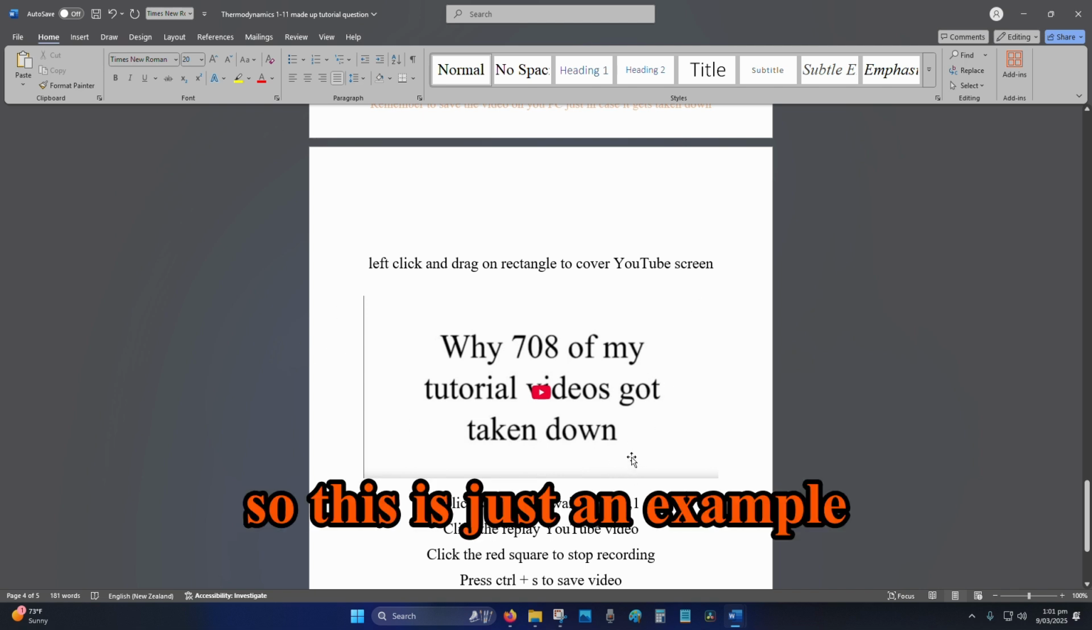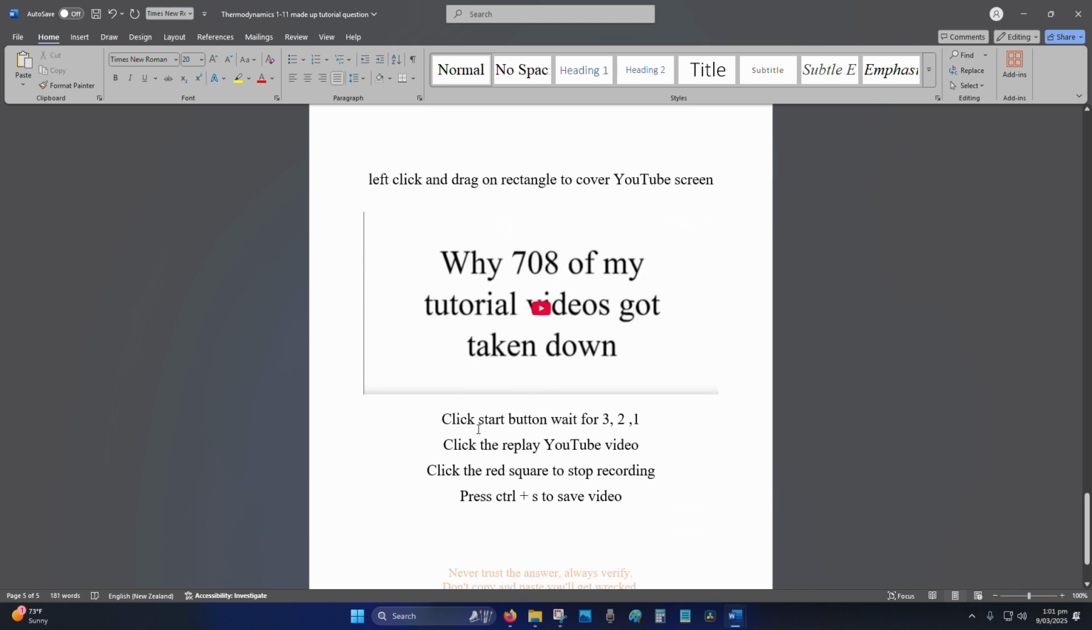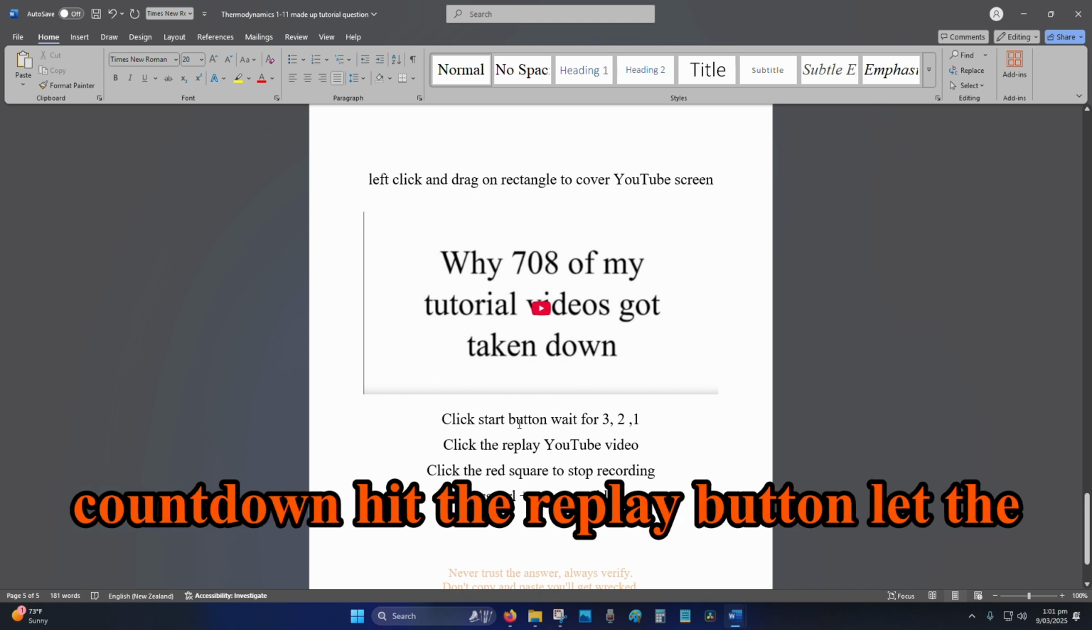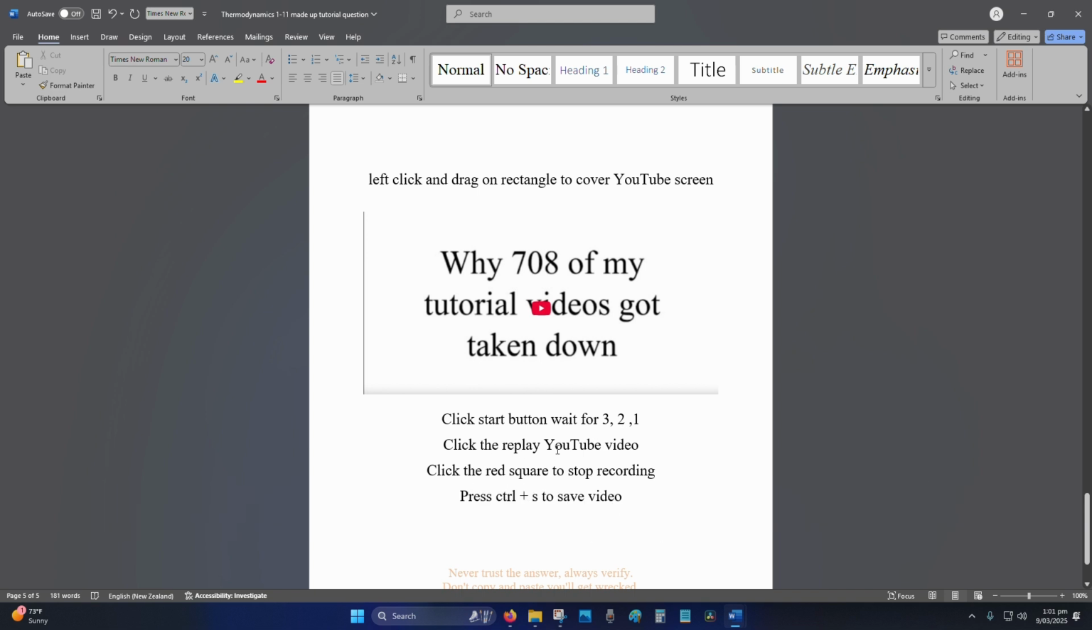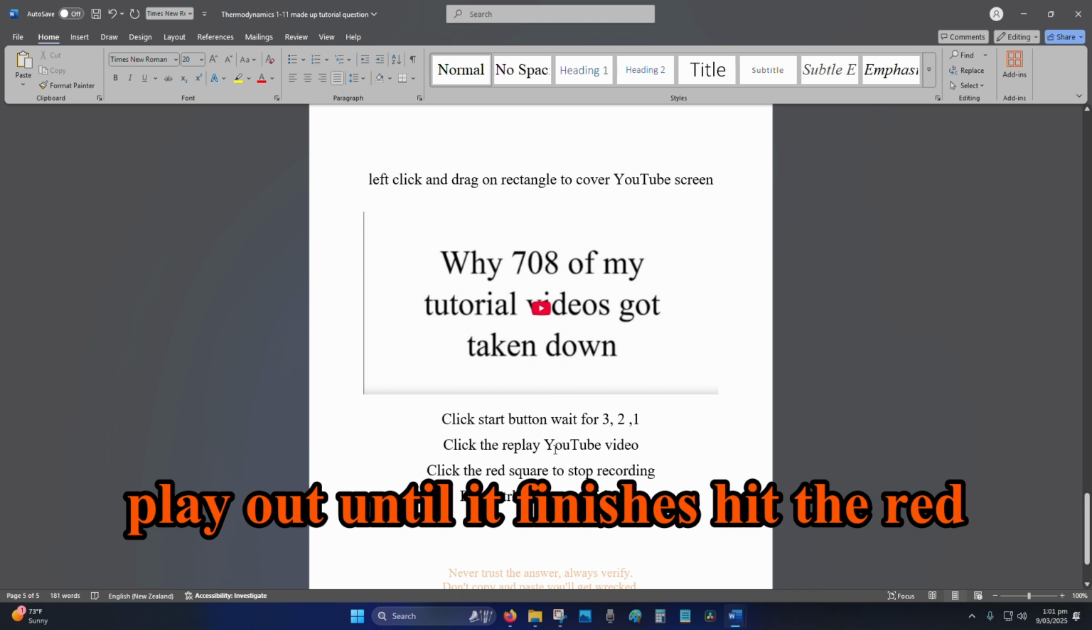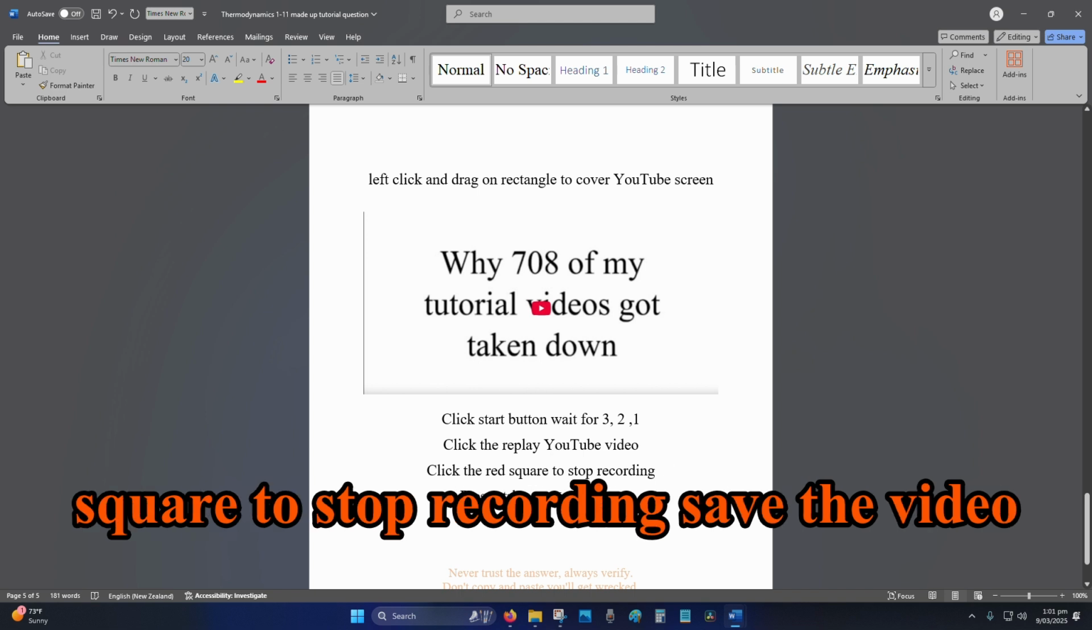So this is just an example. And then click the start button, wait for the countdown, hit the replay button, let the video play out until it finishes, hit the red square to stop recording, save the video.